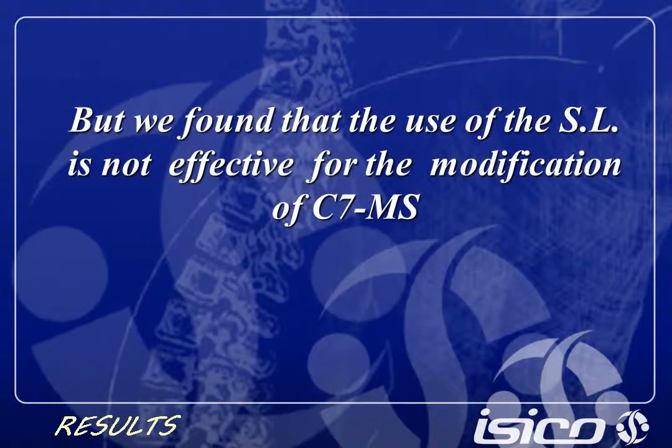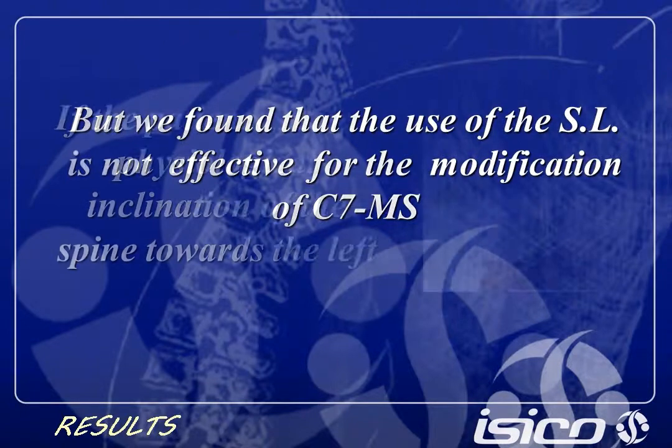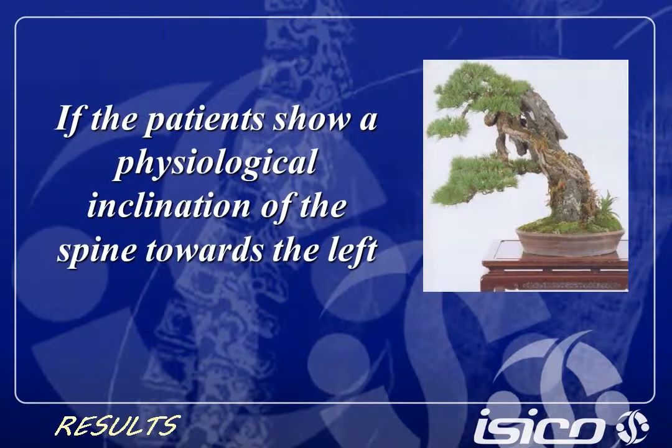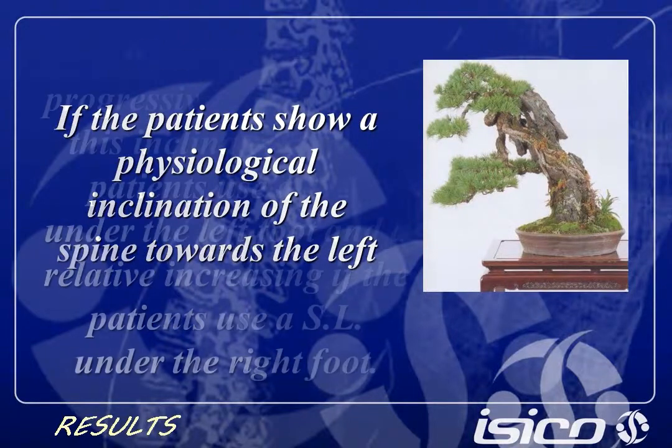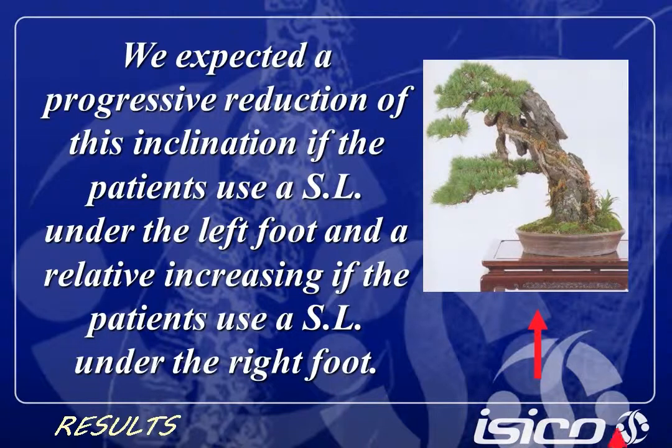But we found that the use of the shoe lift is not effective for the modification of C7, the line between C7 and the middle of the sacrum. If the patient shows an inclination of the spine toward the left, we expected a progressive reduction of this inclination if the patient used a shoe lift under the left foot, and a relative increase if the patient used a shoe lift under the right foot.